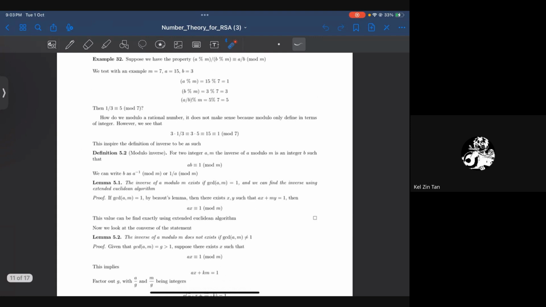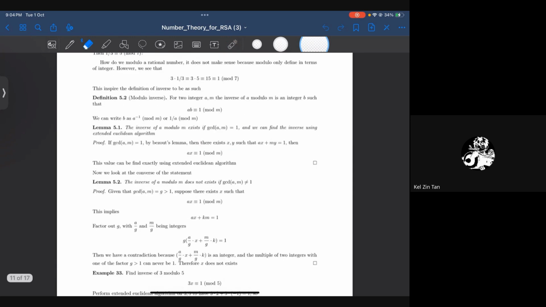The inverse by definition is that we have A multiplied by B is congruent to 1 mod n. So you can write B as A inverse or 1/A. Note that this 1/A is different from the regular rational number. It is just a symbol.